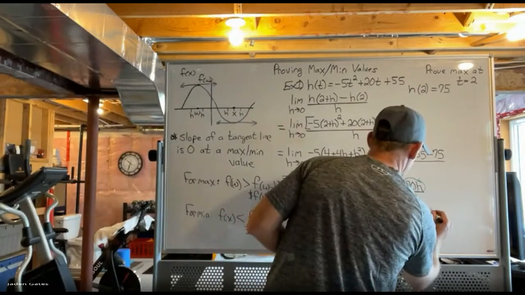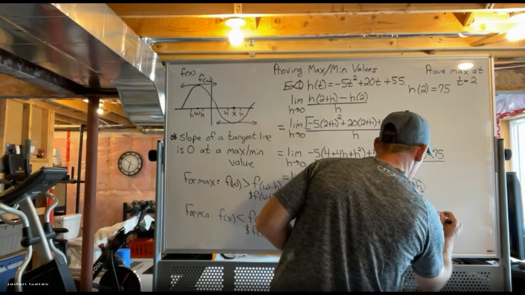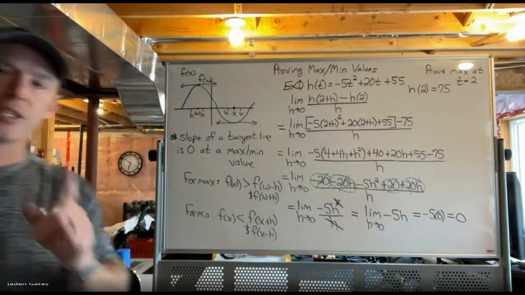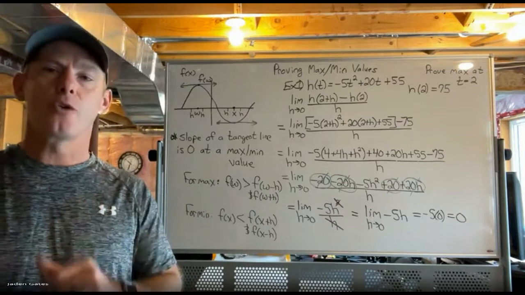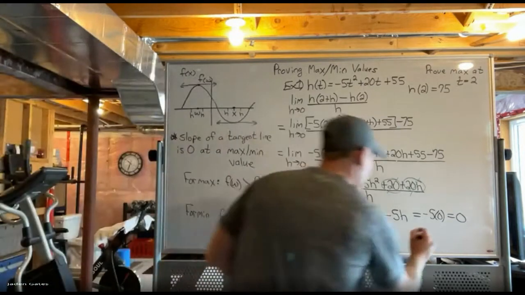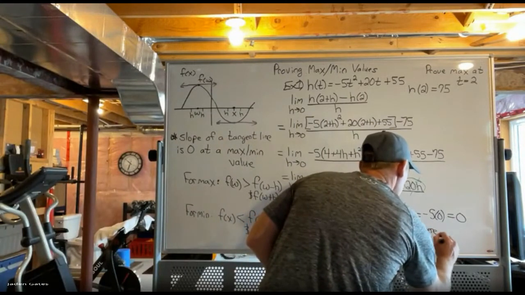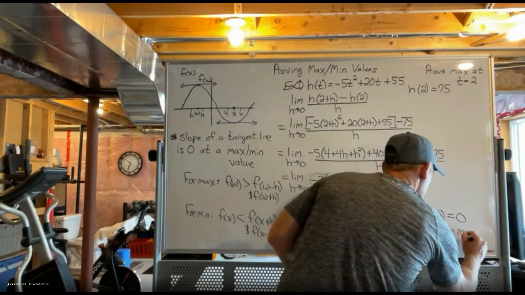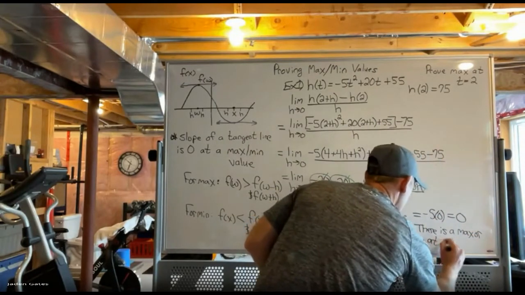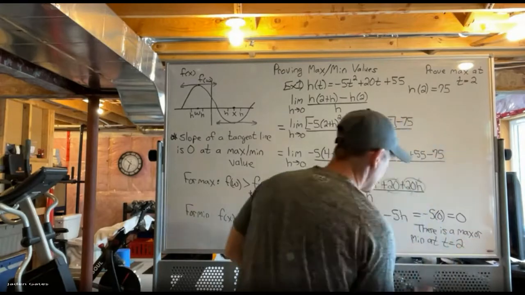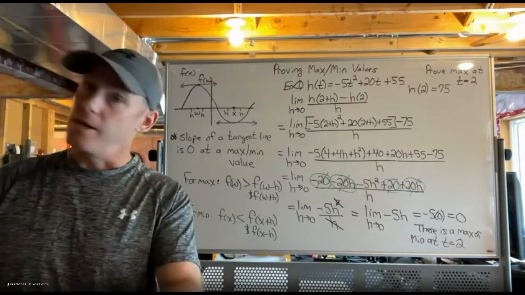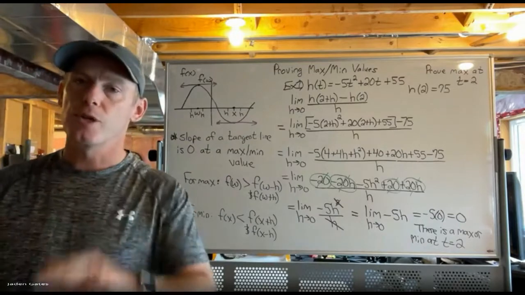And guess what I get? Minus 5 times 0 equals 0. So this is what that's telling me now. Because I now know the instantaneous rate of change at t equals 2 is 0, there is a max or min at t equals 0. Or sorry, t equals 2. We did it at 2. So now I know there is a max or min. I don't know which one yet, but I do know there is a max or min.